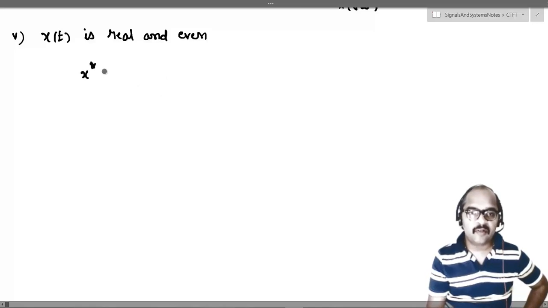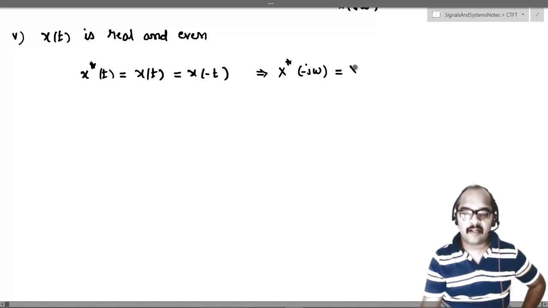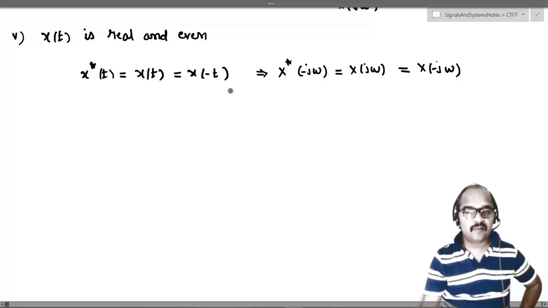So real means what here? X star of t should be equal to x of t, correct? So the conjugation of the function should be equal to the function itself, and it's even, which means x of t should be equal to x of minus t. So what will happen in the frequency domain? We know that x star of t will have x star of minus j omega as the Fourier transform, and that would be equal to x of j omega, and that would be equal to x of minus j omega as the Fourier transform. Okay, x of minus t will have x of minus j omega.